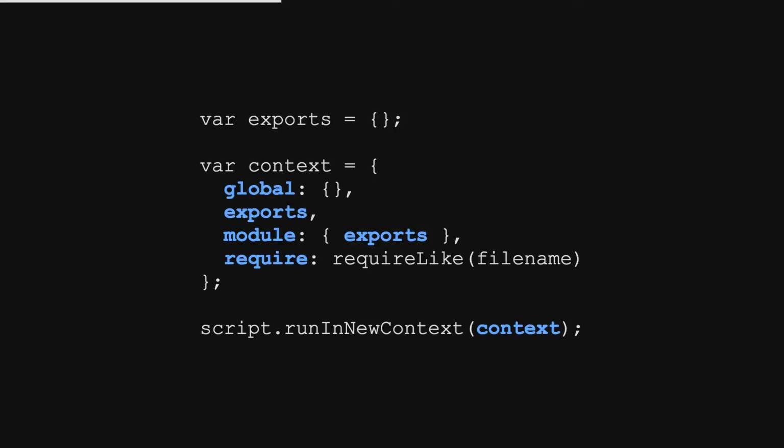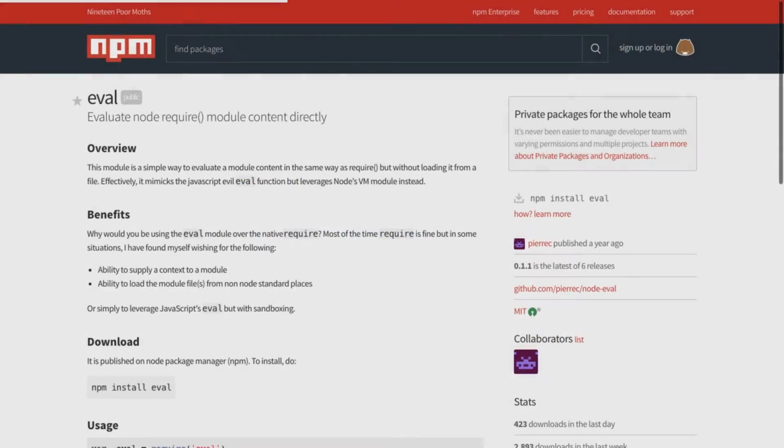You can provide a global, exports, module exports, your own custom require, and then you pass that context in when you say run in the new context, and there you go. You've created your own little sandbox for the script to run.